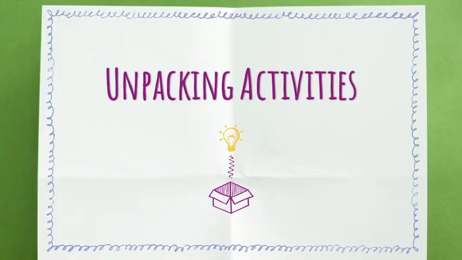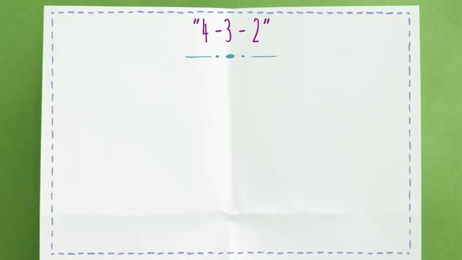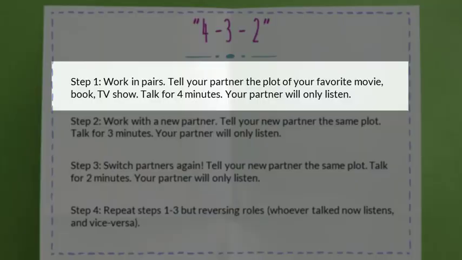The activity we're going to unpack today is called 4-3-2. And this activity works as follows. The students are working in pairs. One student tells the other student, for example, the plot of their favorite movie, book, or TV show. They can talk about something else, but they need to talk for 4 minutes.